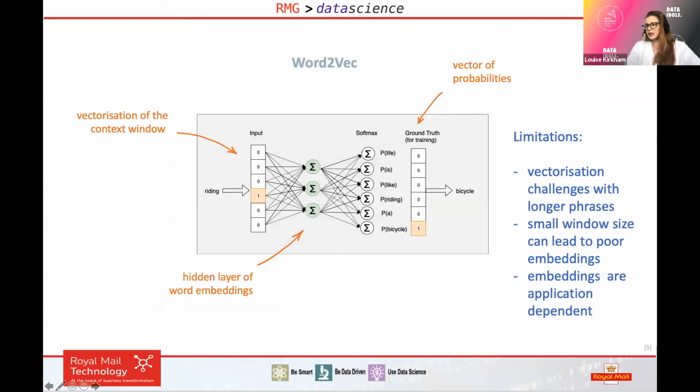But Word2Vec does have limitations, and a lot of these are around the inputs that we're using. If we get longer phrases that we're inputting, there's challenges around that. Our window size, if we use a very small window size, it's going to be faster to train our model. That can lead to very poor embeddings. And in some cases, you may have words that are very contrasting in meaning, such as the word good and the word bad. If your window is very small, you'll end up with actually very close embeddings, which isn't great. And obviously, the embeddings are very application dependent.